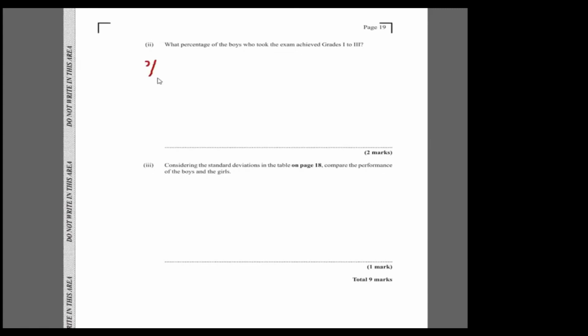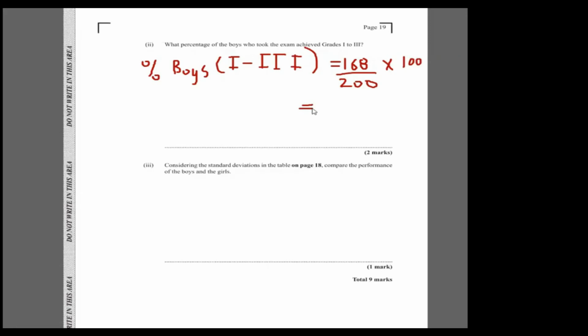So the percentage of boys that get grade 1 to grade 3 is equal to the total amount of boys that pass, which is 168, over 200, because 200 boys went to the Spanish exam. That's a lot of boys doing Spanish, from one institution. Multiplying by 100%. 168 over 200 times 100, that's 84% of the boys pass. That's really good. This institution is doing very well. 84% of the boys pass, that's exceptional.